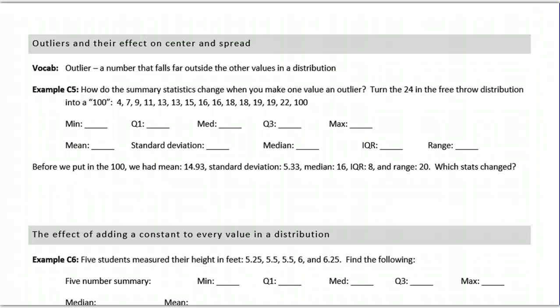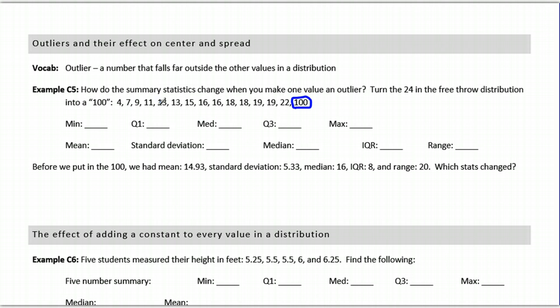Let's look at outliers and what they can do to the center and the spread, the different measures we have of the center and the spread. Just to make sure we're clear on our vocabulary, an outlier is a number that falls far outside the other values. So, for example, in this list of numbers, we have 4, 7, 9, and so on, all the way up to 19, 22, and then 100.